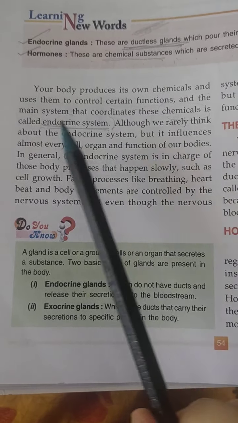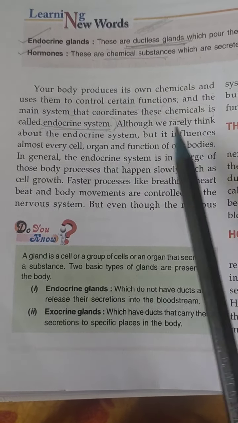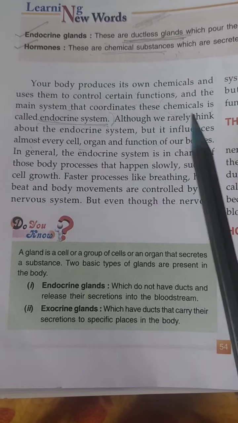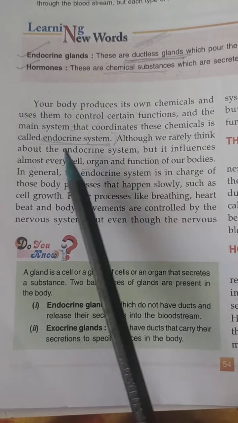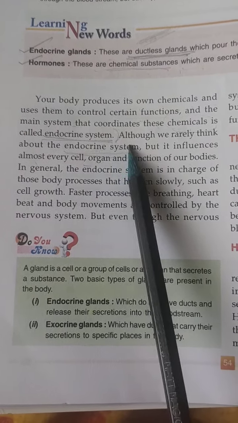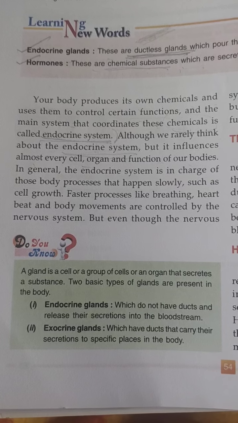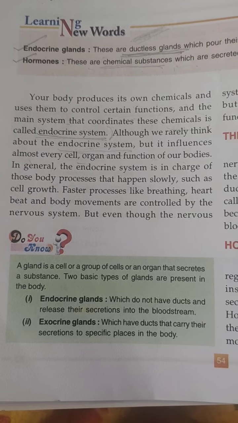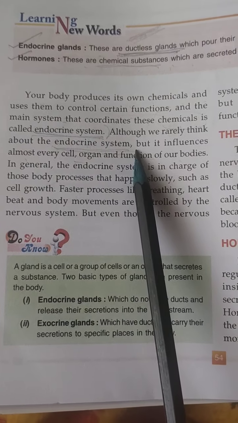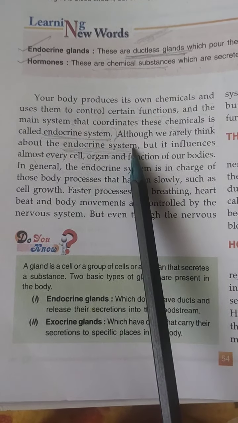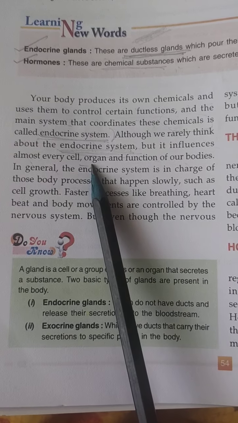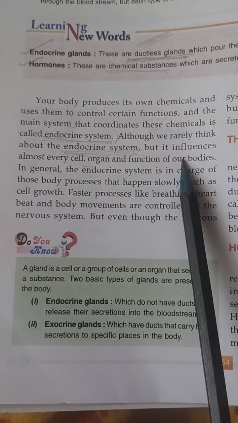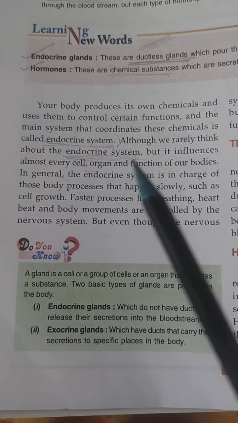Although we rarely think about the endocrine system, it influences almost every cell, organ and function of our bodies. Although the endocrine system is the least talked about system in our body, हम ज़्यादातर डाइजेस्टिव सिस्टम की बात करते हैं, रेस्पिरेटरी सिस्टम की बात करते हैं, सर्कुलेटरी सिस्टम की बात करते हैं, but we rarely talk about the endocrine system. But this is the only system that reaches every cell, that reaches every organ and functions differently in our bodies.